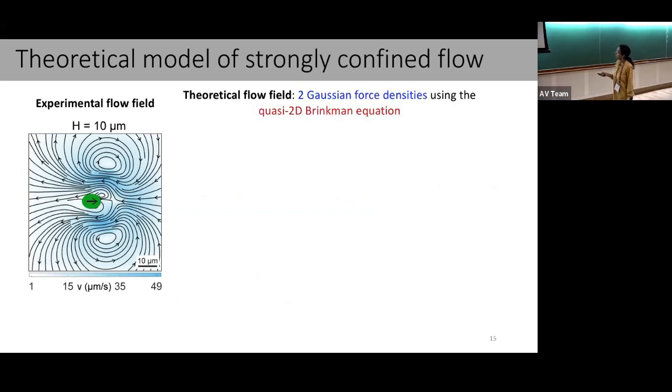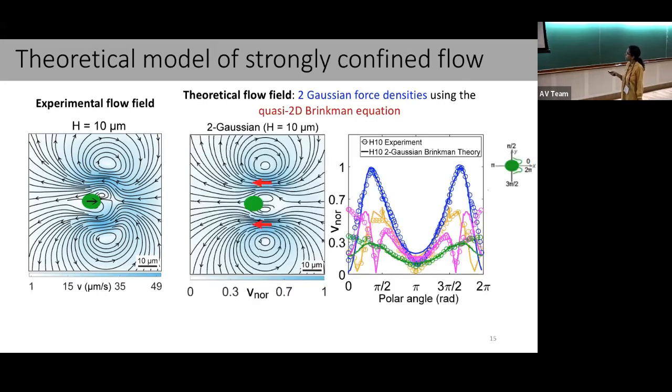So once you do that, then this is your experimental flow field. You solve this equation which, with all these approximations, the Stokes equation is now called the quasi 2D Brinkman equation. And you place the two Stokes slits at the average flagellar position with the diffuse forcing term, and you get a flow field which is remarkably similar to the experimental flow field, and you get quantitative agreement.